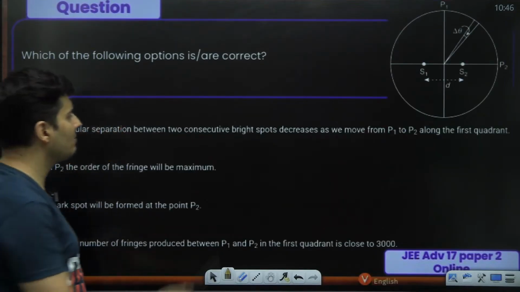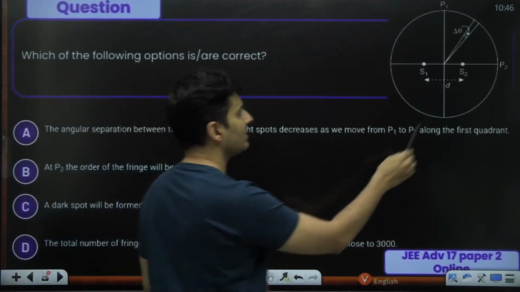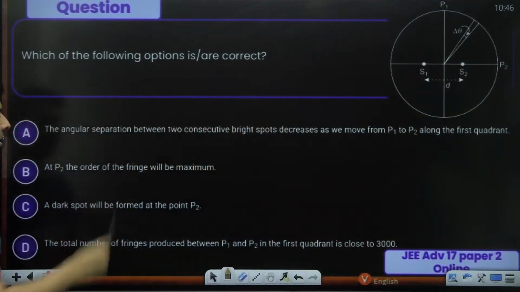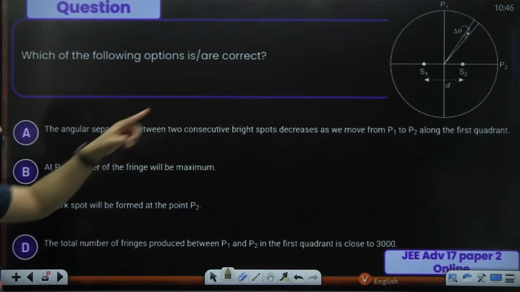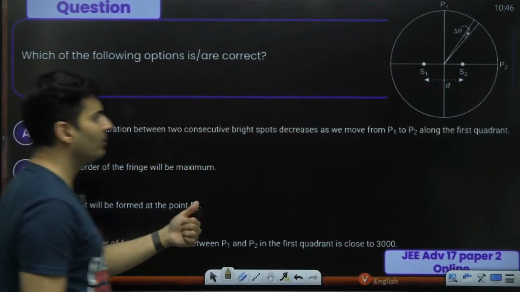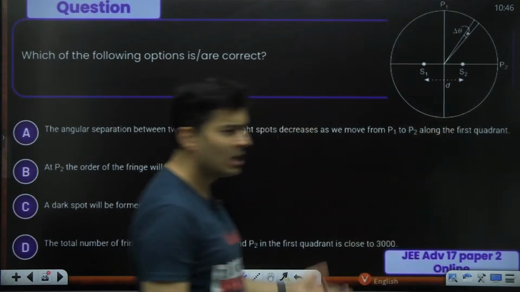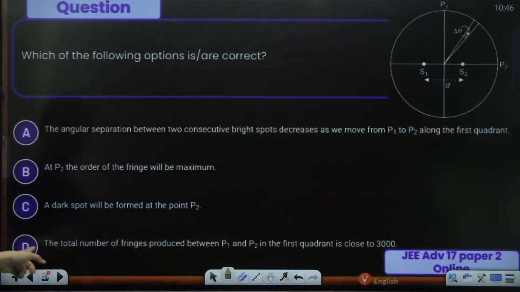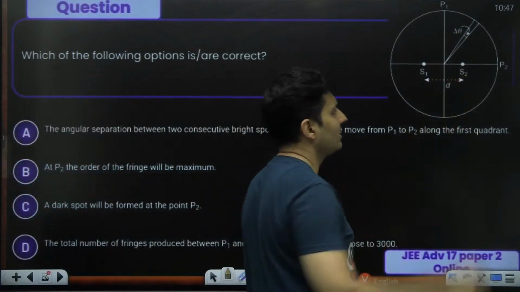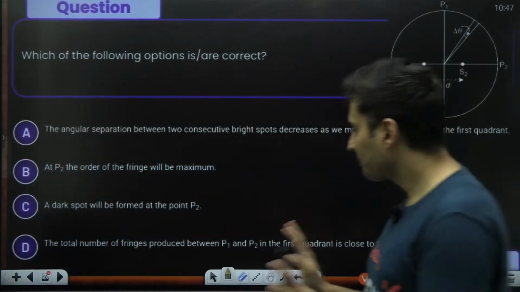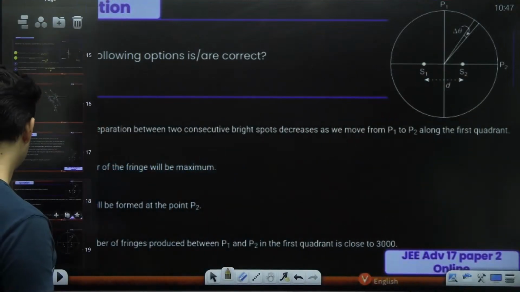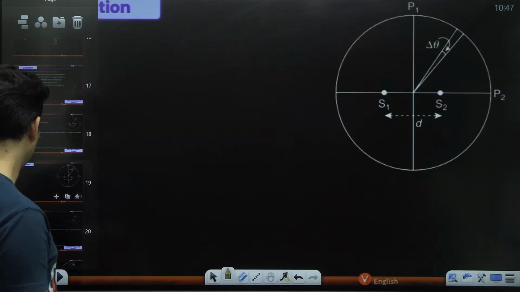The angular separation between the bright spots decreases as we move from P1 to P2. At P2 the order of fringe will be maximum. Then a dark spot will be formed at P2. So either it is bright or dark, we have to figure that out. Total number of fringes between P1 and P2 is around 3000. That's what they are saying. Okay, fine. Let's see what we do. First, let me just see if I have only the diagram. Yes, I have only the diagram.